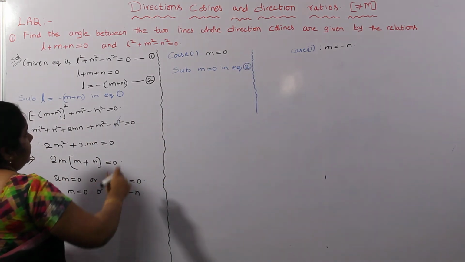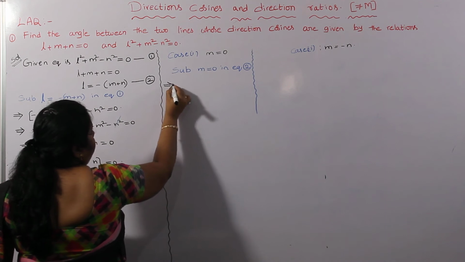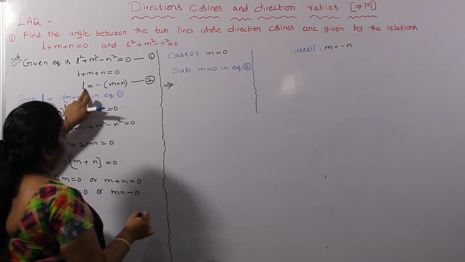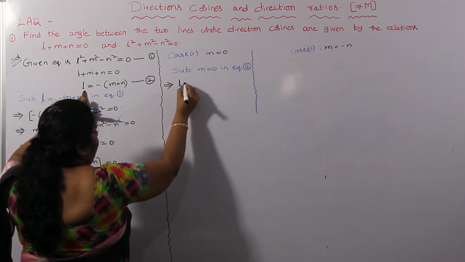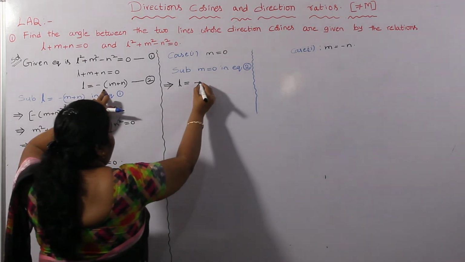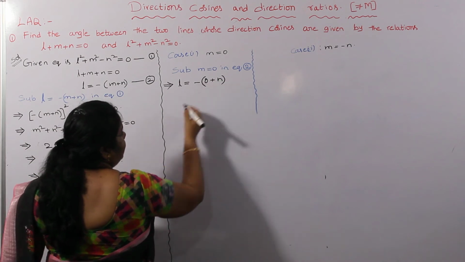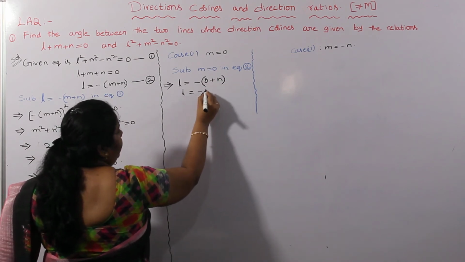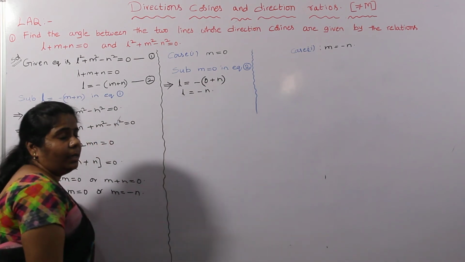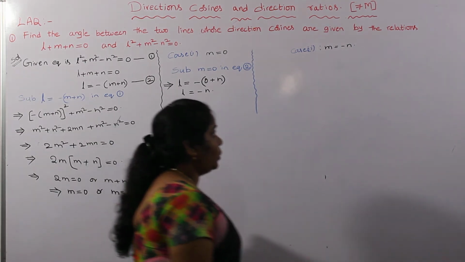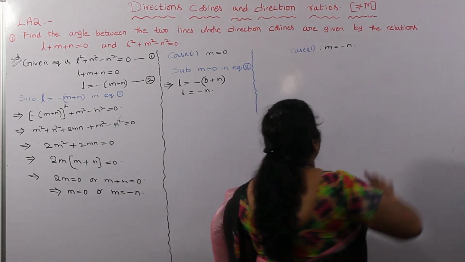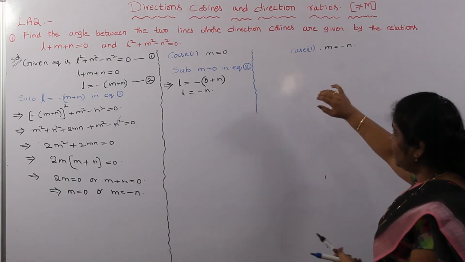That implies equation 2, that is L is equal to minus of m is 0 plus n as it is. That is L is equal to minus n. Here also in case 2, we take m is equal to minus n.